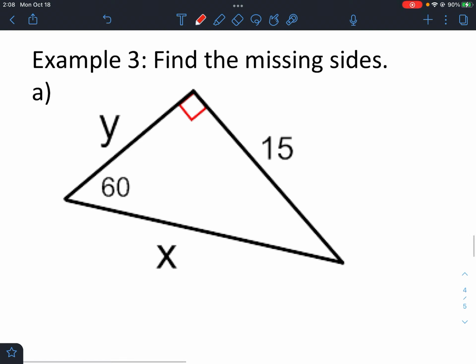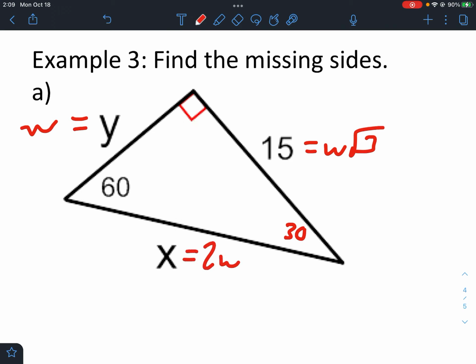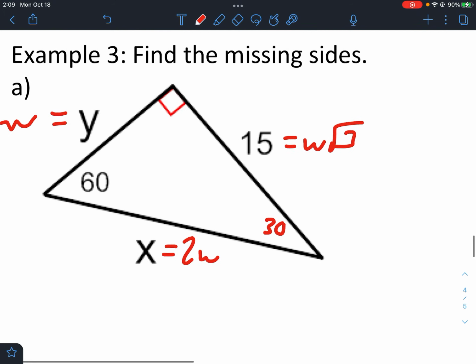Let's take a look at a couple more complicated ones here. So here we have a 30, 60, 90 triangle, just like before. Across from 30 is going to be W. Across from 60 will be W root 3. And across from 90 is 2W. All right, just like before, there's still going to be one equation that we can solve here.